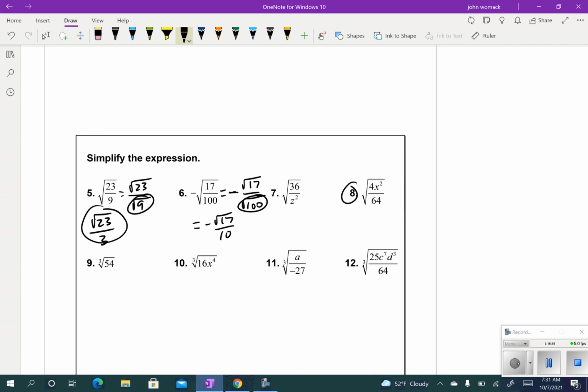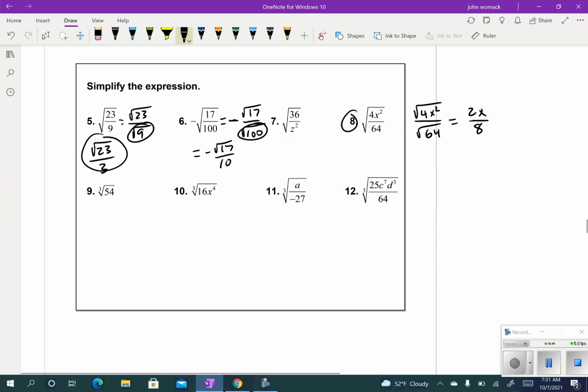You guys do 8 real fast. Pause it, do 8, see what you get. So it'd be the square root of 4x squared over the square root of 64. Square root of 4x squared is 2x. Square root of 64 is 8. There's our simplified form. Okay, I'm going to skip past the rest of those.